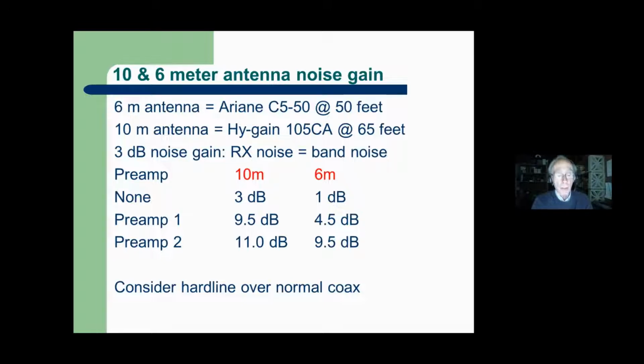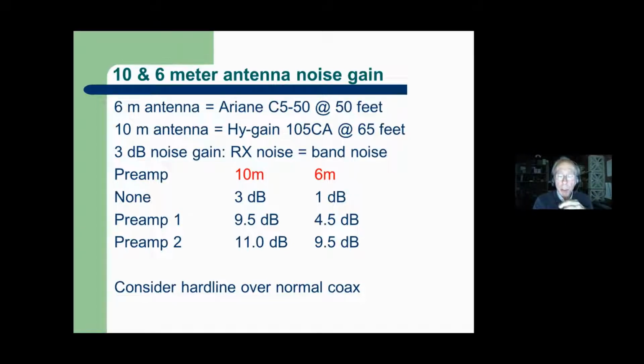So if I turn on preamp 1, 9.5 dB. So really anything between 8 and 10 dB is wonderful. In that case, the receiver noise is insignificant compared to band noise. The band noise should really dominate. There's really likely no need to do preamp 2 on 10 meters on this radio.